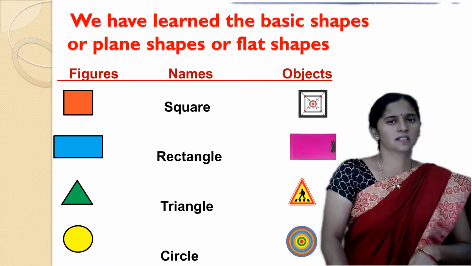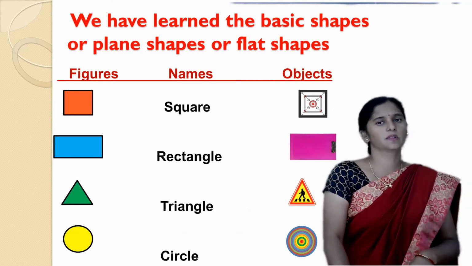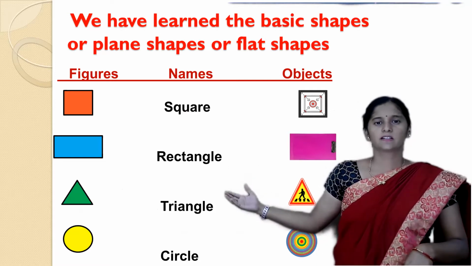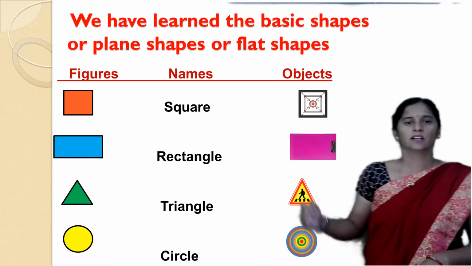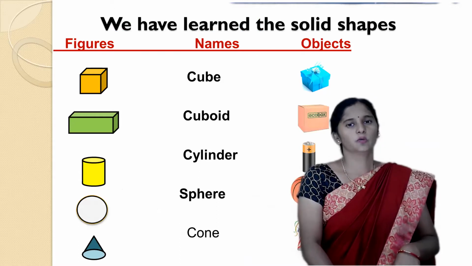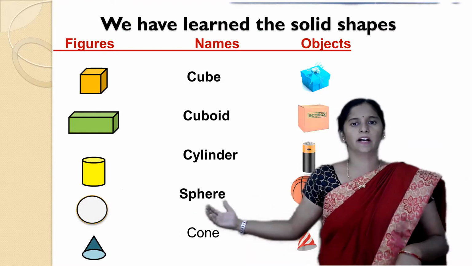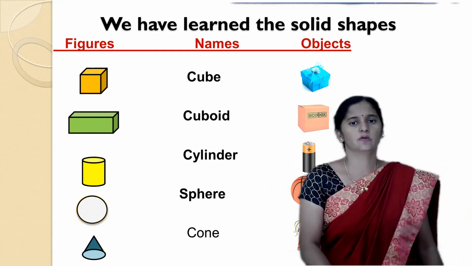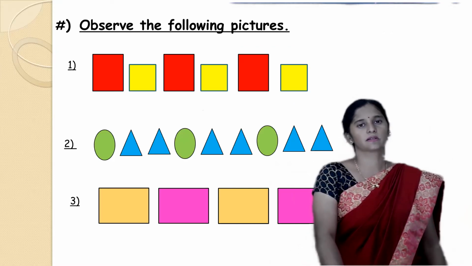So we have learned the basic shape or plain shape, we can say. Another name for the basic shape is flat shapes. And these are the flat shapes we have already seen: square, rectangle, triangle and circle, and the objects related to these shapes. We have learned the solid shapes: cube, cuboid, cylinder, sphere and cone. Related to that, we can see so many objects in our surroundings which we are using in our day-to-day life. Here, observe the following pictures.